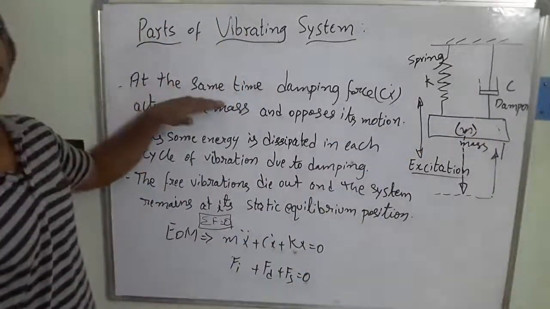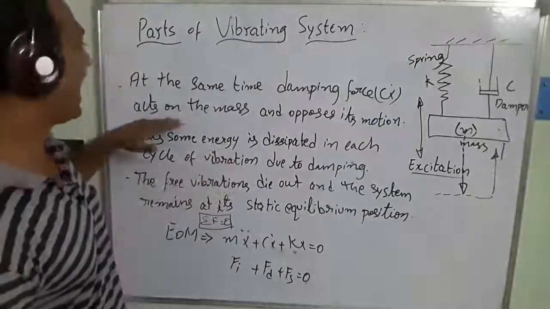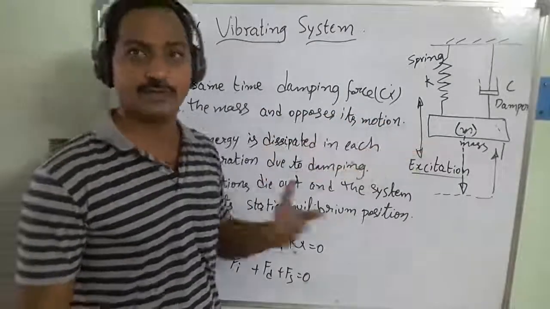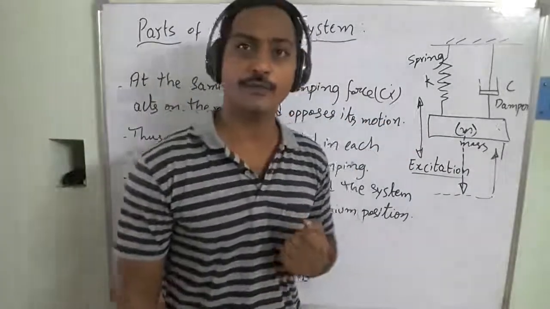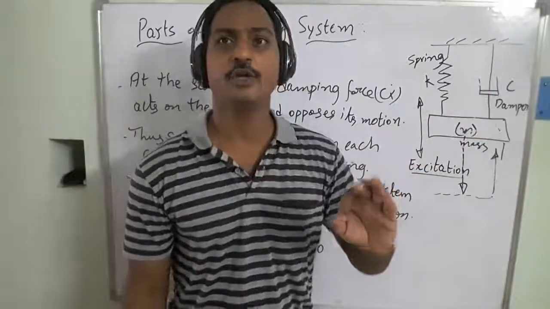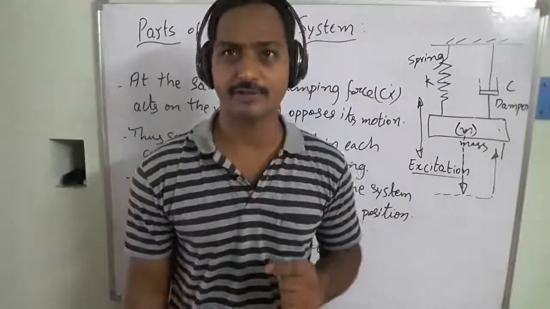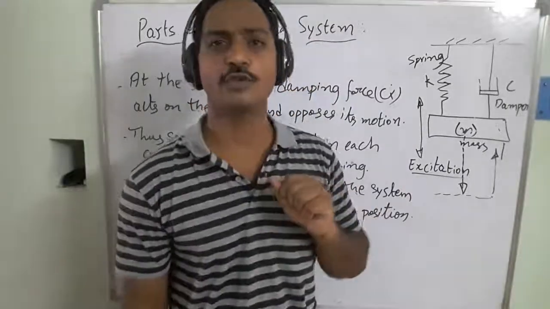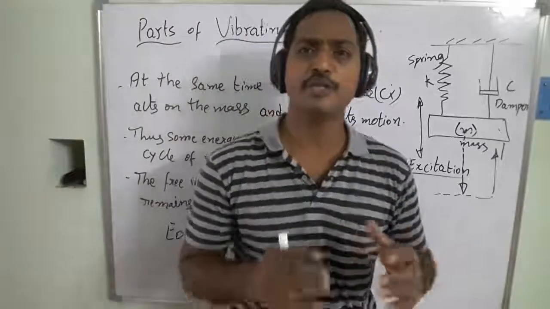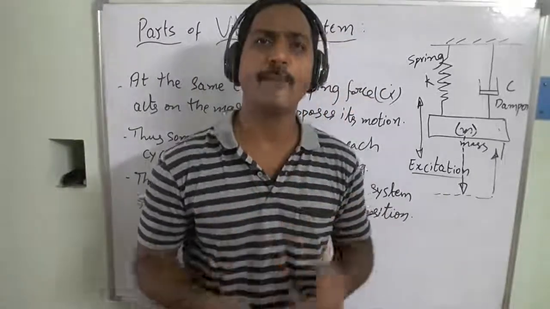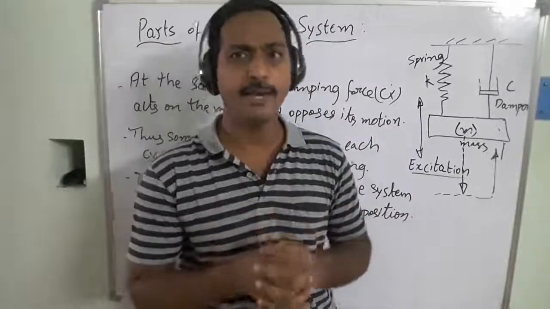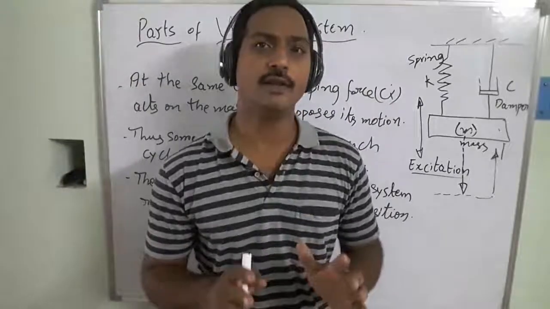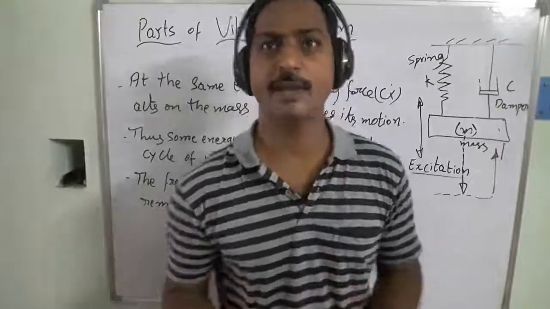At the same time, there is a damping force acting on the mass which opposes its motion. From our point of view, in terms of vibration, this damper is mainly designed to oppose the motion of unnecessary vibrations. Suppose you are traveling on a bike. What will happen when you are moving on rough roads? Those vibrations should not come to your body. So these dampers and the spring system, combined, arrest these vibrations so that your body will feel a little more comfort. I hope you understand the main purpose of the damper.